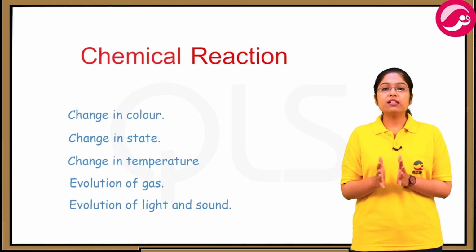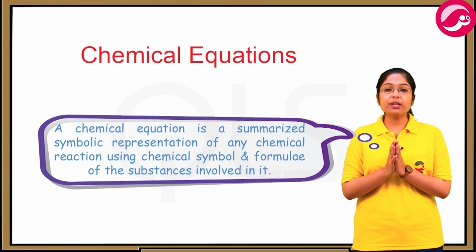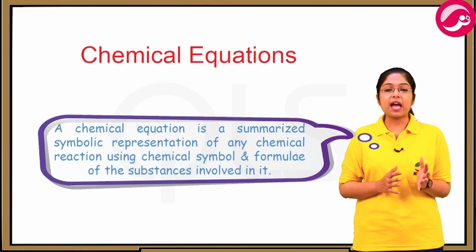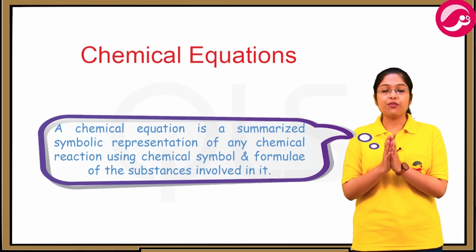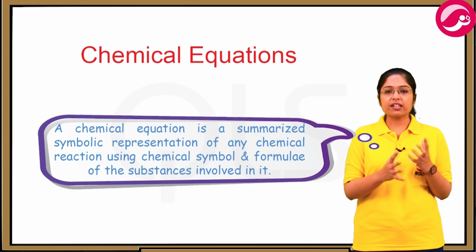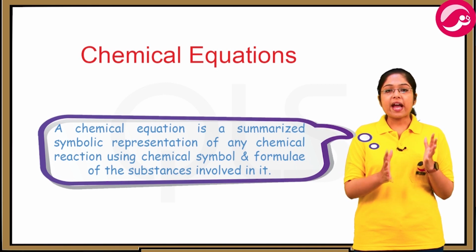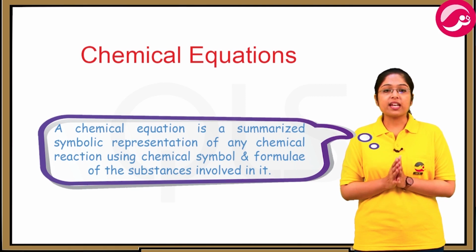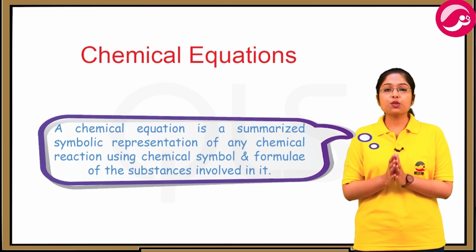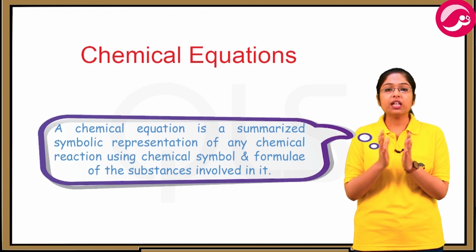Now, let's learn about chemical equations. A chemical equation is a summarized symbolic representation of a chemical reaction using chemical symbol and formula of the substances involved in it. कोई भी chemical reaction होता है, उसमें कुछ react करने वाली चीज़ें होती हैं जो आपस में react करती हैं. So, उन reacting species के symbol and formula को use करके उस पूरे reaction को एक summarized form में represent करना है, उसे हम कहते हैं chemical equation.